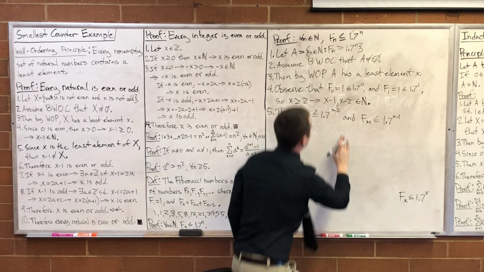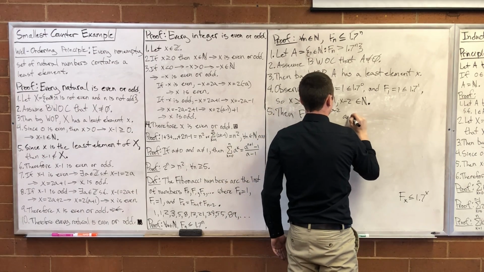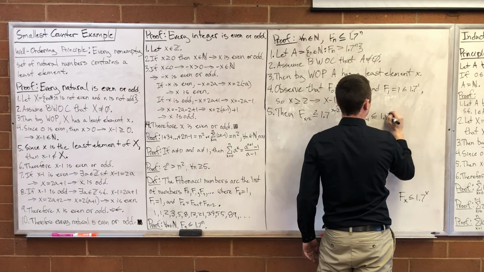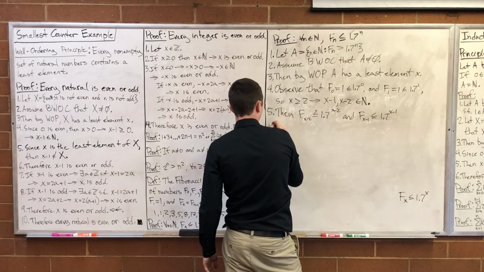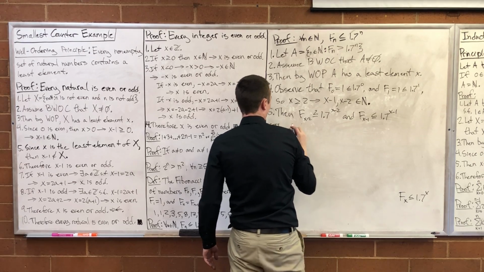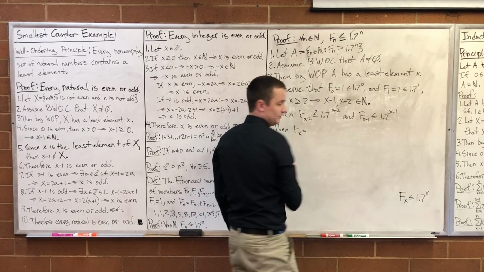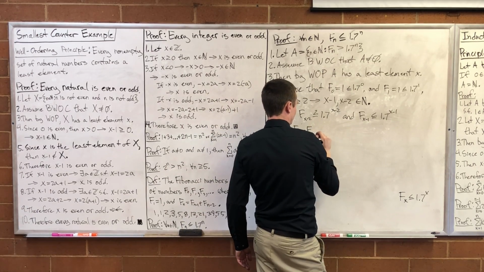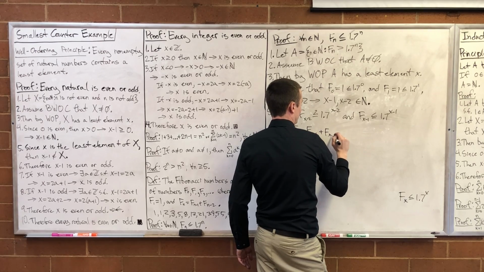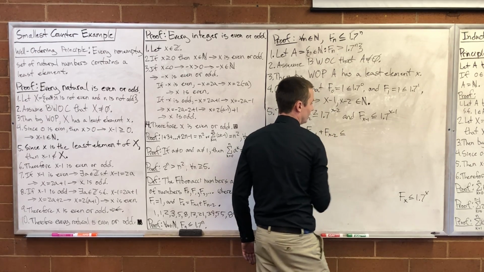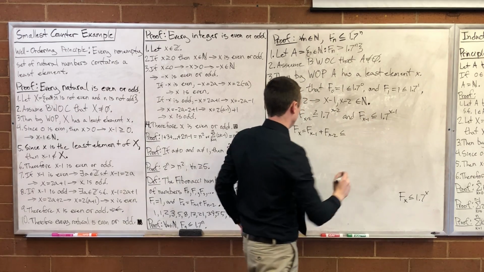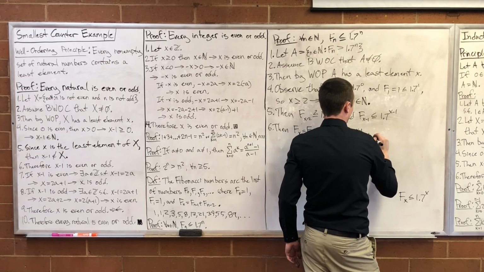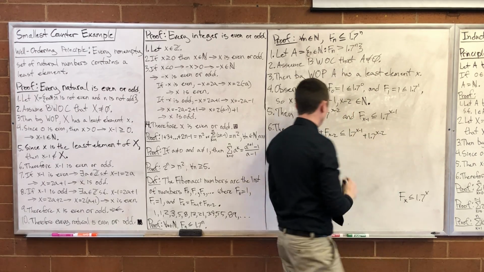And f sub x minus 1 is less than or equal to 1.7 to the x minus 1. Then, what does f sub x equal? F sub x minus 2 plus f sub x minus 1. Perfect. F sub x minus 1 plus f sub x minus 2, which we know is less than or equal to the sum of these two numbers, 1.7 to the x minus 1 plus 1.7 to the x minus 2.